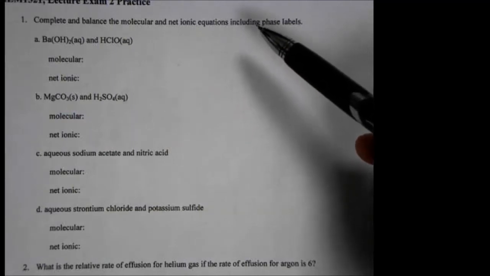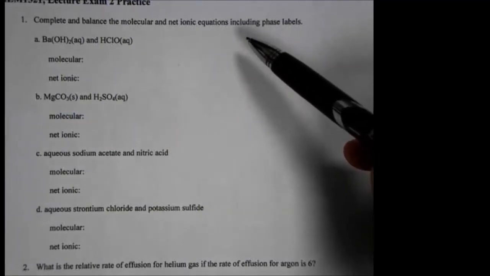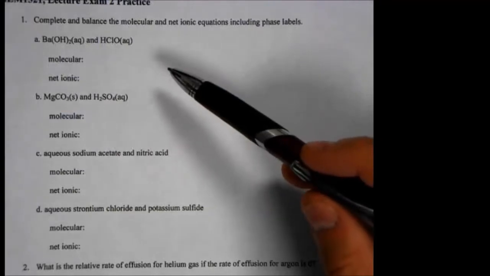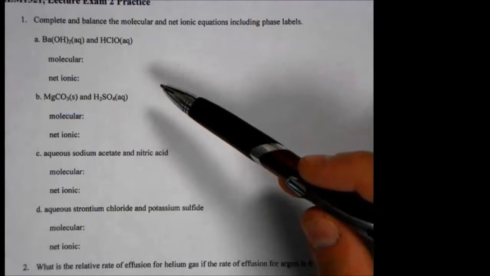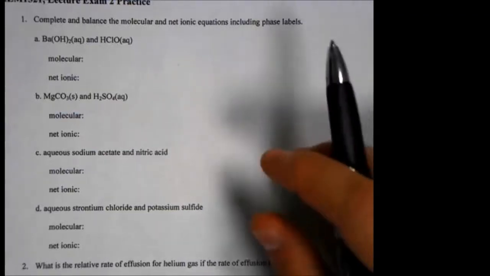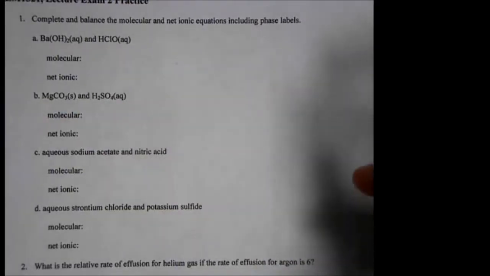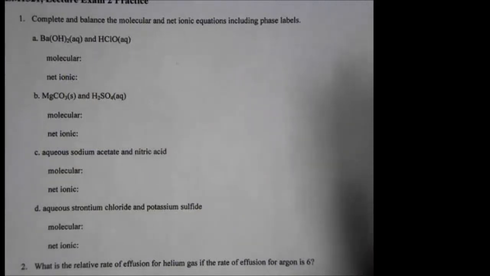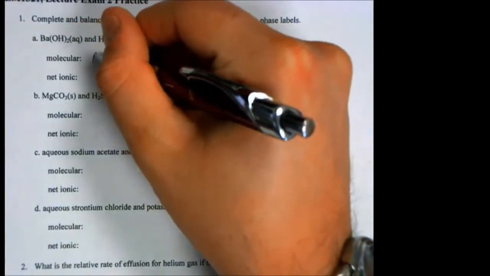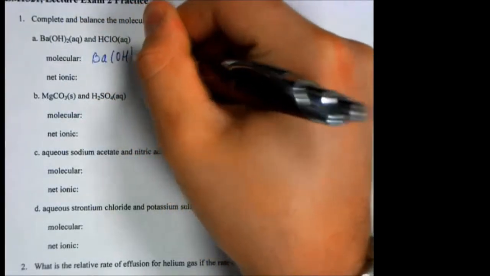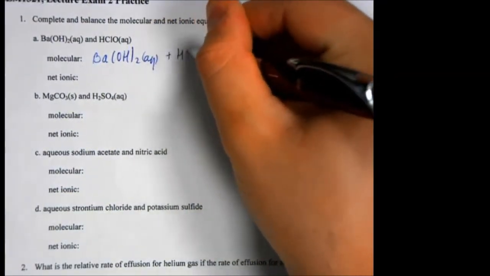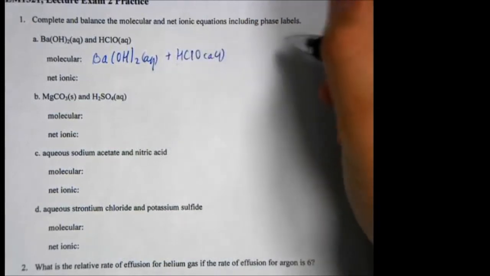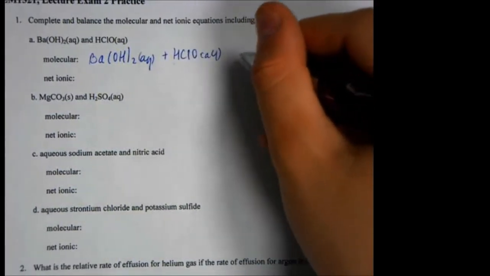This one is a straightforward metathesis reaction question where we're going to look at the molecular equation and then the net ionic equation for a variety of different reactions. So the first one is the reaction of barium hydroxide and hypochlorous acid. So this is an acid-base reaction, so we can write the two species, barium hydroxide aqueous plus HClO aqueous. And since it's an acid-base reaction, we can predict the products.